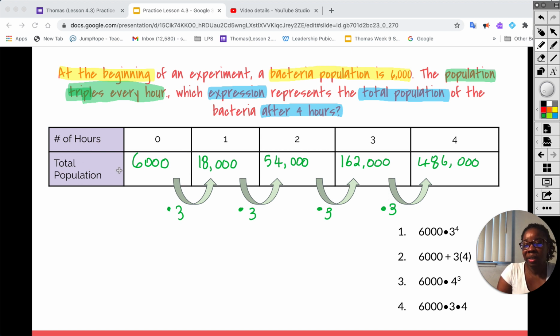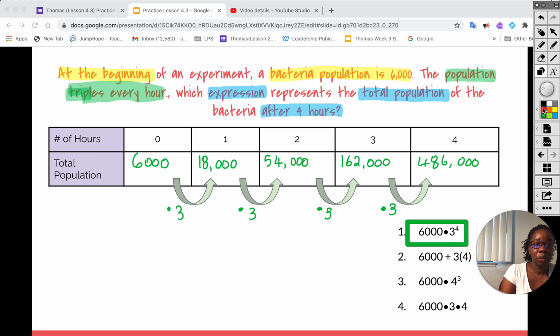What we're noticing is we start with 6,000 and we keep multiplying the result by 3 each time. Repeated multiplication can be expressed using exponents. What's being multiplied, the constant growth factor here, is 3. So that 3 is multiplied by itself 4 times, representing the fourth hour. So the expression that models this is the first expression, which is 6,000 times 3 to the fourth.